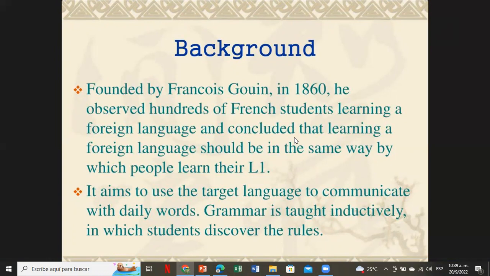Continue. Okay, it aims to use the target language to communicate with daily words. Grammar is taught inductively, in which students discover the rules. Thank you so much. What is L1? Maybe level 1. Okay, no, but thank you. What is L1? Mother language. Exactly, mother or first language. Excellent. So, let's continue.